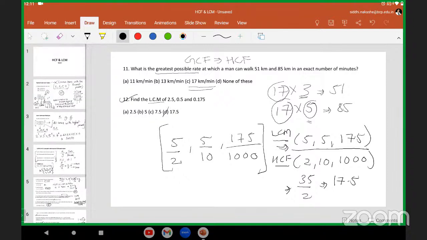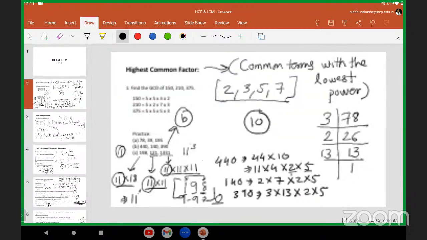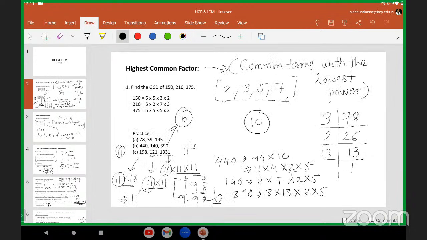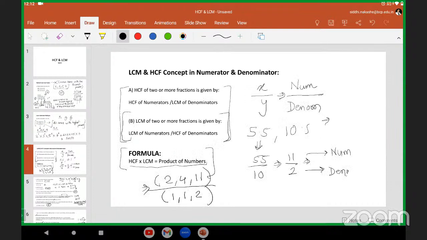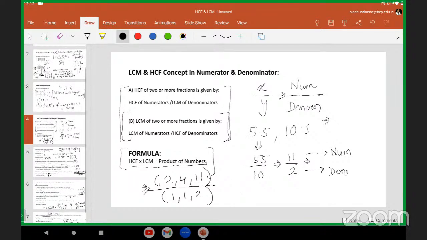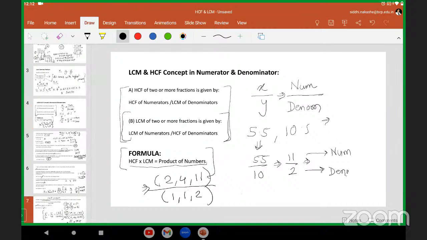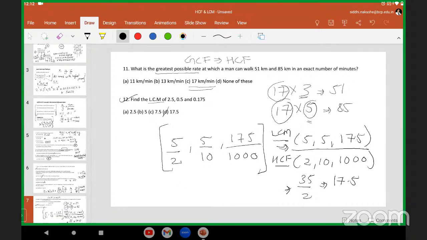So we'll revise it once. So the first thing was highest common factors, that is common terms with the lowest possible power. I hope everyone has written down this point, common terms with lowest power. Similarly, for LCM it is all terms with highest power. Then you have these two important formulas for fractions, that is for HCF and LCM, and the formula for HCF times LCM is equal to the product of numbers. And we also solved around 12 questions. So that is it for LCM and HCF.